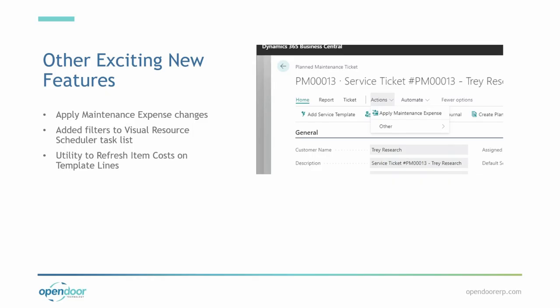So that is the end of the major features we want to demonstrate today. But of course, there are some other exciting features in this update. We've added some changes for apply maintenance expense. So now you can modify if you wish to do that manually or automatically, as well as which costs get recorded. We've added filters to the task list in the Visual Resource Scheduler. So now you can search through that list much more easily and find the tasks you need to. And we've also added a utility to refresh item costs on template lines. So if your costs change, now you can do that all at once instead of having to update it one at a time.